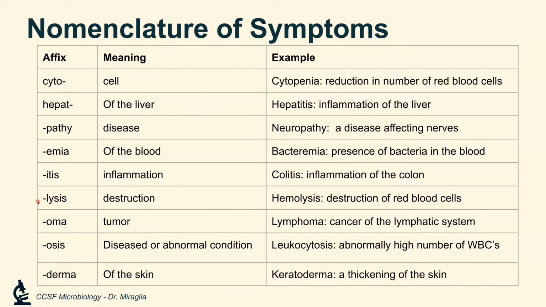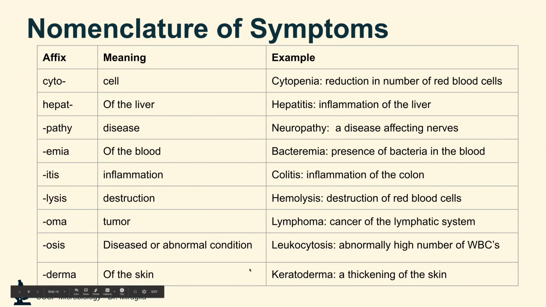Something that's undergoing lysis is being destroyed. We've talked about lytic cycles of viruses. So hemolysis is an example where maybe a bacteria destroy red blood cells. There are some bacteria that make toxins that can do that. Oma means tumor. Lymphoma would be a cancer of your lymphatic system. Osis is a diseased or abnormal condition. So leukocytosis would be an abnormal number of white blood cells.